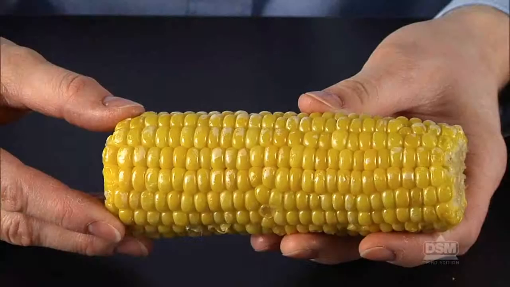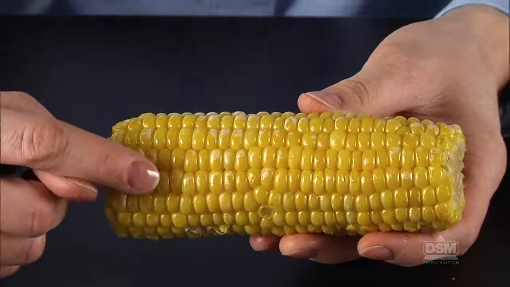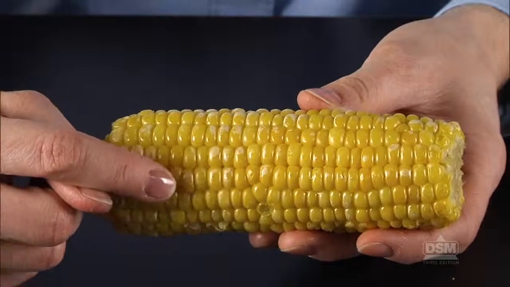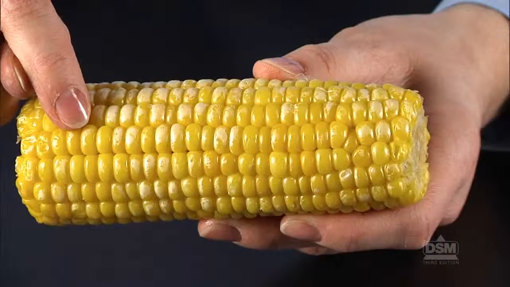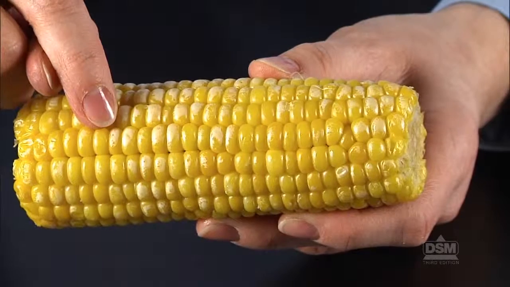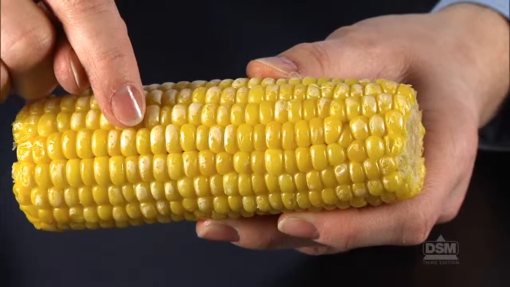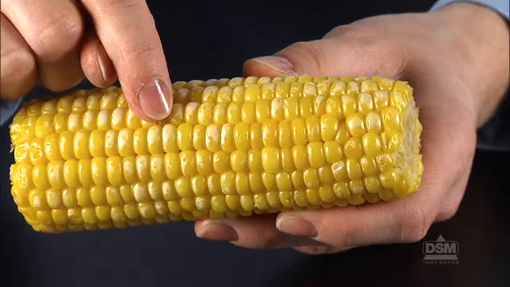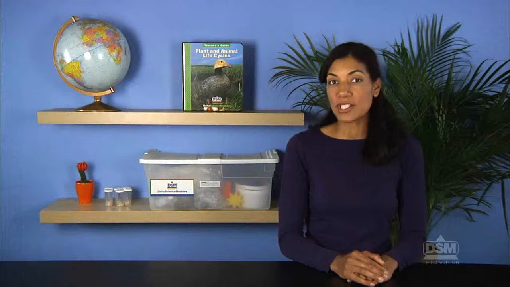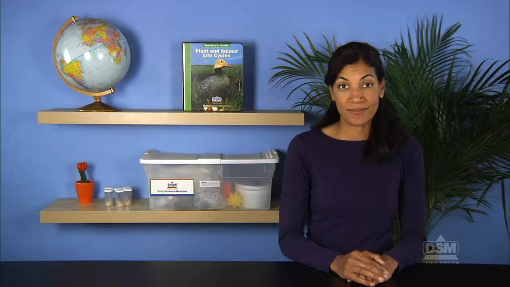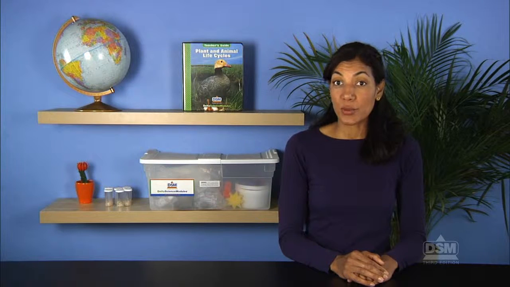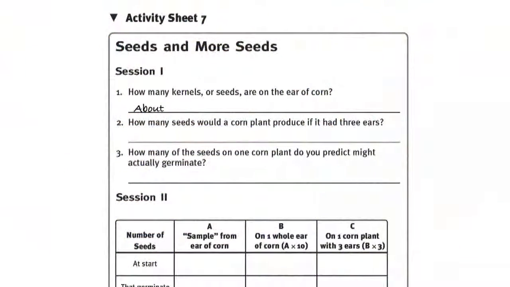Then show the ear of corn to students and explain that each kernel is a seed made by the corn plant. Demonstrate how to count the kernels by counting the number of seeds in one row and then multiplying the number of seeds in the row by the number of rows. Usually an average ear of corn contains around 500 seeds. Have students count the number of kernels and record the number on their activity sheets.